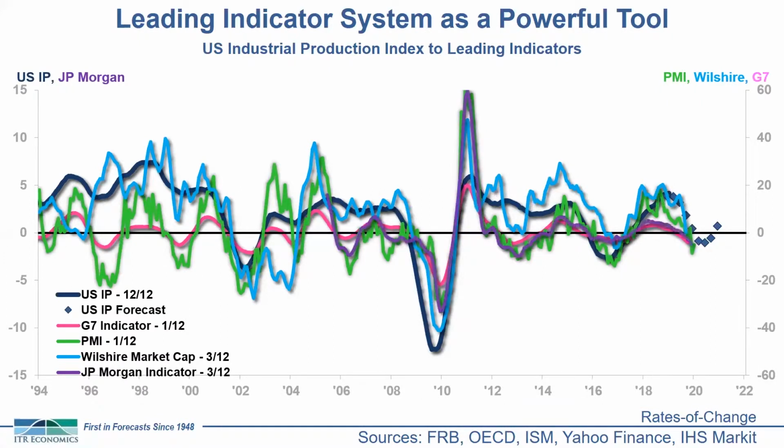And finally, the JP Morgan manufacturing indicator, also plotted on the 3/12 rate of change basis, has a very similar profile to what we saw in the G7. It peaked in early 2018, then decelerated over the majority of last year, and has actually entered negative territory when we get into that late 2018, early 2019 timeframe.